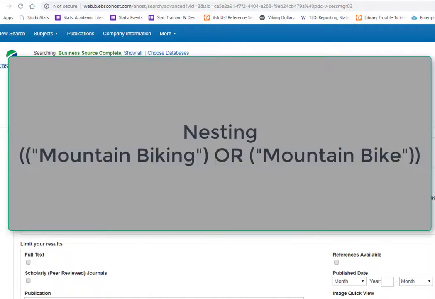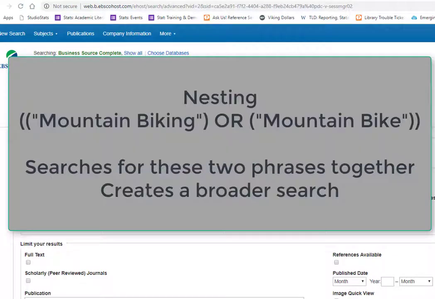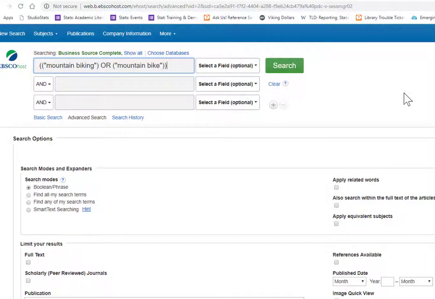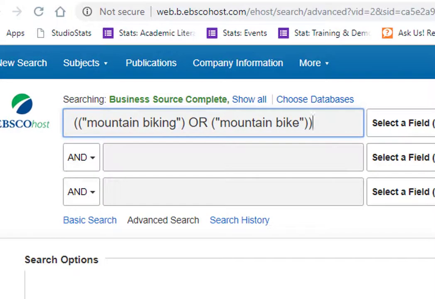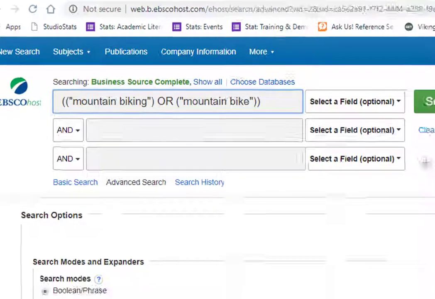What this does, if you think about math, you know how in math, the things that are within parentheses happen first. When you're searching within the databases, if you want to search for two terms together, you can search for mountain biking or mountain bike. So that will find items where either one of those terms have to be in it. If you put those terms within quotes, it'll search for them as a phrase. Those parentheses are just another indicator for the database to keep those terms together, and then putting that entire phrase in parentheses is what we call nesting. I'm going to go ahead and do a search.